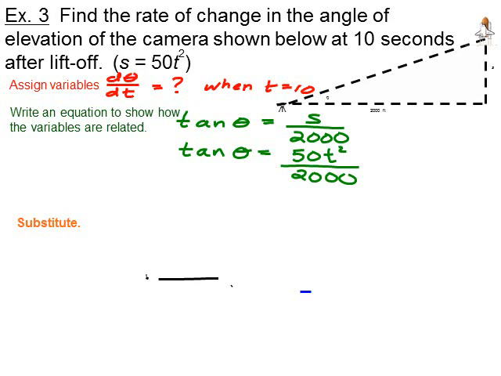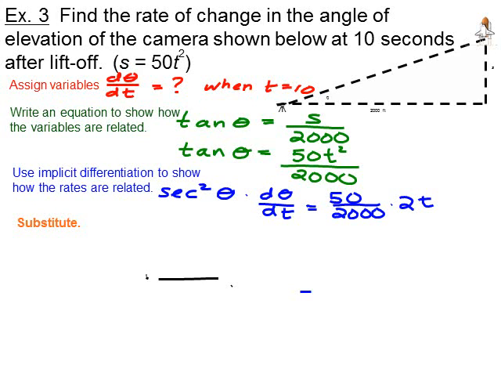Looking ahead to the implicit differentiation step, I can see that a ds dt is going to appear in this equation. We don't have a number to substitute for ds dt. In order to avoid having that, I can substitute 50t squared from the given information in place of s. That gives us the tangent of theta equals 50t squared over 2,000. Now, taking the derivative of both sides, we get secant squared theta d theta dt equals 50 over 2,000 times 2t. Next, we need to substitute.